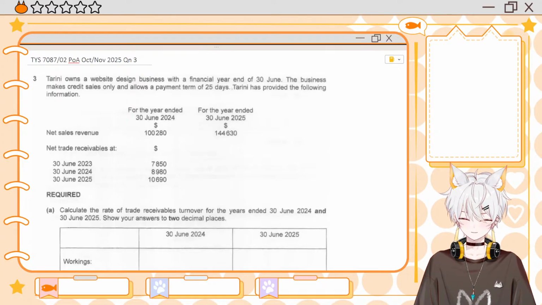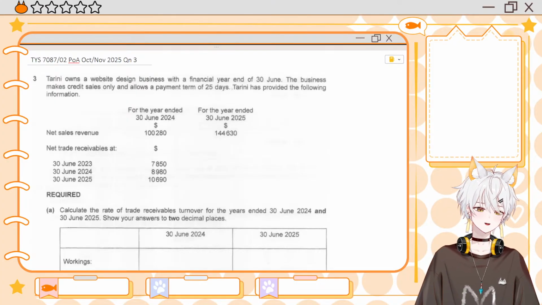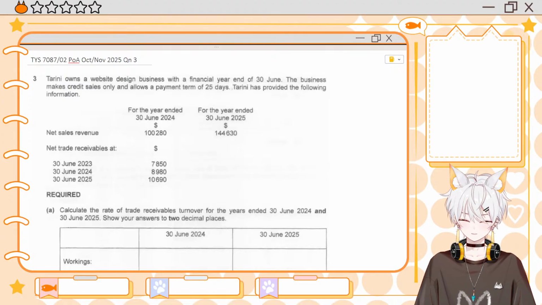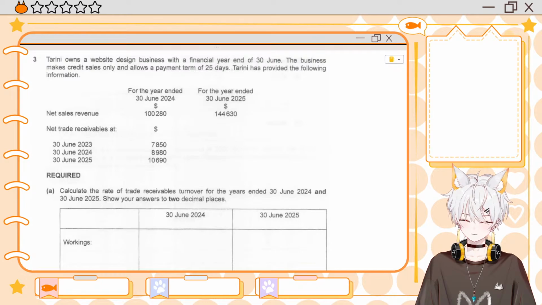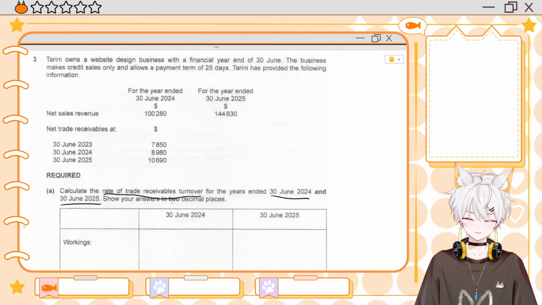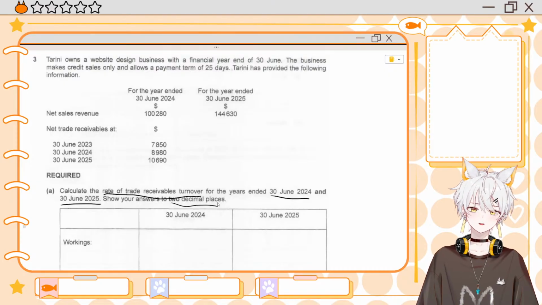So, the usual, right? When we read a question, I like to start with the actual requirements first. So, let's take a look at it. What they want from us is to calculate the rate of trade receivables turnover for the years ended 30th June 2024 and 30th June 2025, and leave the answers in two decimal places.